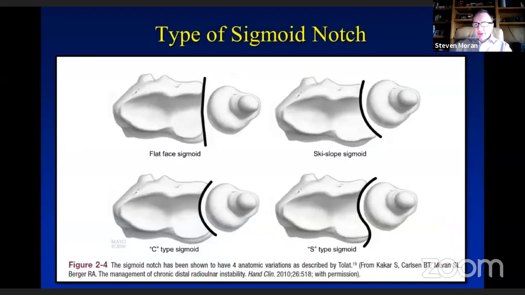There's also variability in the shape of the sigmoid notch. A percentage of patients will have a very hypoplastic or flat sigmoid notch, while others will have a ski slope, C-shape or S-shape, and this was described by John Stanley and Talat several years ago. You would imagine that patients that have a flat-faced sigmoid notch may be more susceptible to injuries or instability of the distal radial ulnar joint.